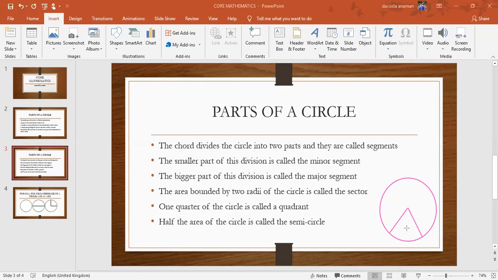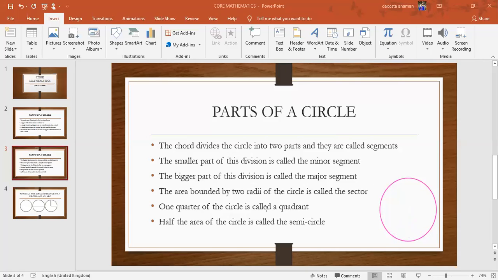Now, the area in between these 2 radii, this shaded region where I'm shading, is called a sector. So the area bounded by 2 radii of a circle is called a sector. Is that okay? So you have to take note of that one too.